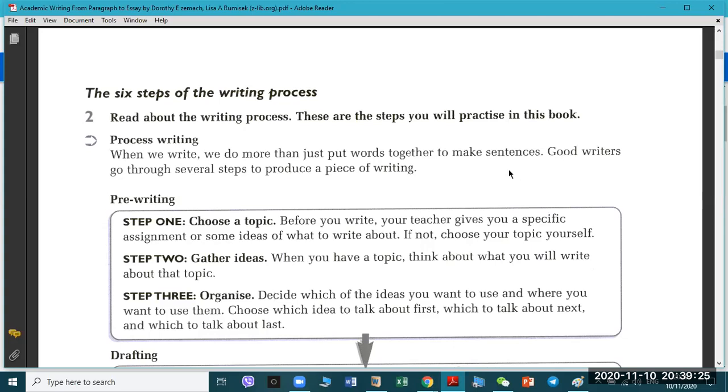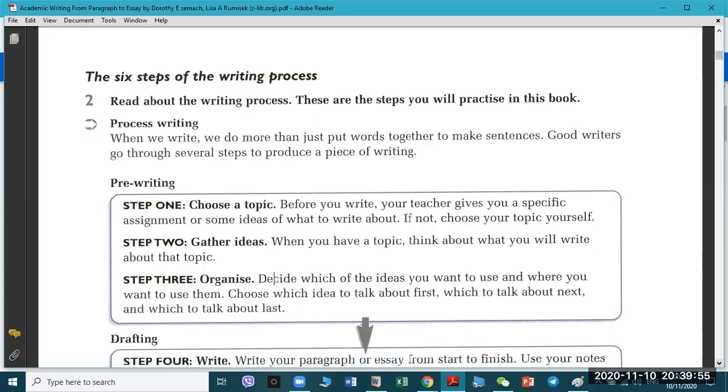Process writing, when we write, we do more than just put words together to make sentences. It means that when we write, we do not only write down words together in order to make sentences, but we do other things. We do much more than this. Good writers go through several steps to produce a piece of writing. So if you are after being a good writer, you should follow some steps that are taken by the professional writers.